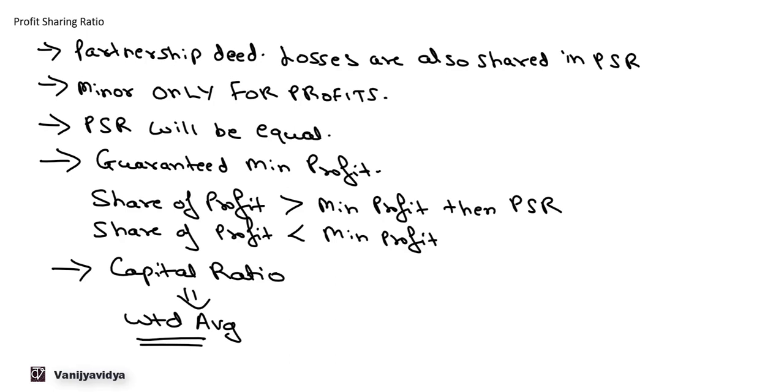Then capital ratio, in case of fixed capital, the capital ratio will be on the basis of the balance in the fixed capital. If there is a fluctuating capital or if there is some capital introduced during the year, then we use the weighted average method for calculating the capital balance of each and every partner, and then the capital ratio is calculated as per this weighted average method and profit is shared as per the capital ratio. This was about profit sharing ratio of the partnership.